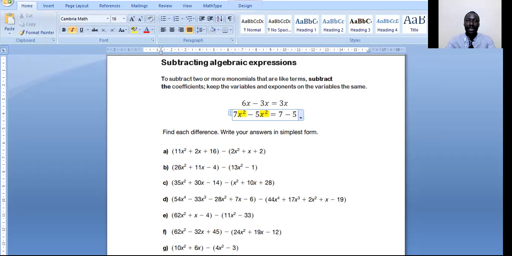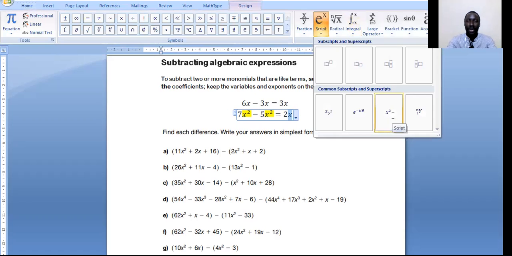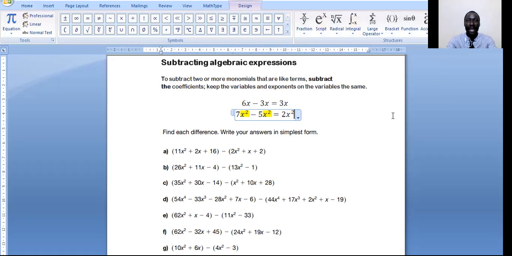When we subtract 5 from 7, what do we get? We get 2. Then we bring in the x squared. See that? We bring in the x squared, and our answer will be 2x squared.